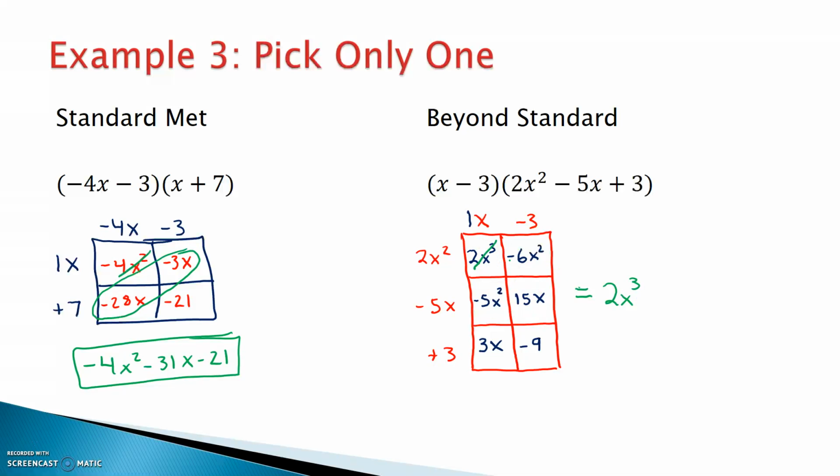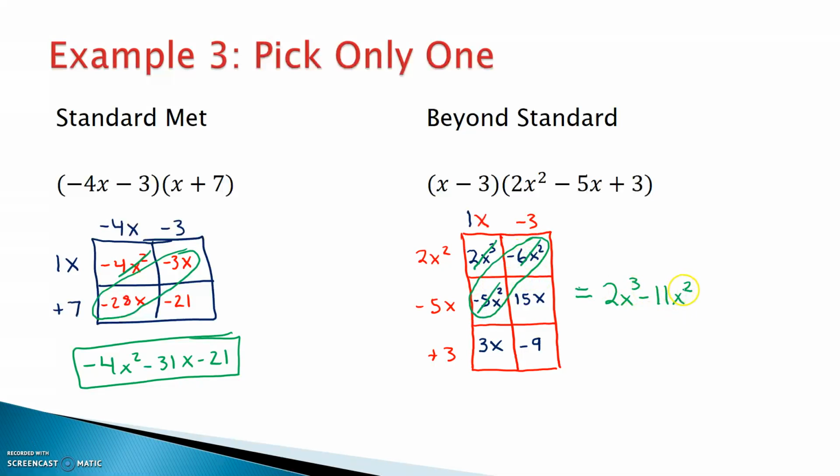Okay, I'm going to move on to the next highest exponent, which in this case is a 2. Can I combine an x to the second with anything? Yep. There's another x to the second diagonal from it. So negative 6x squared and a negative 5x squared give me negative 11x to the second power. All right, took care of those guys. Bam, they're done.